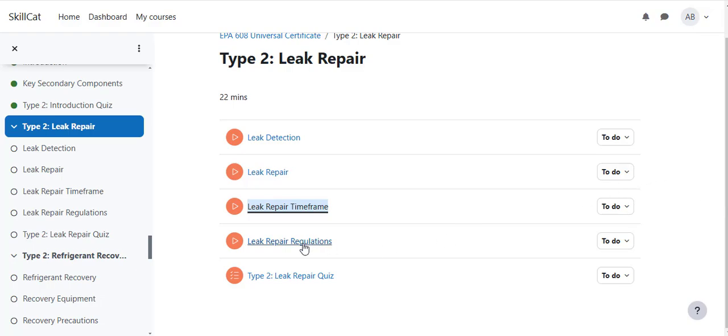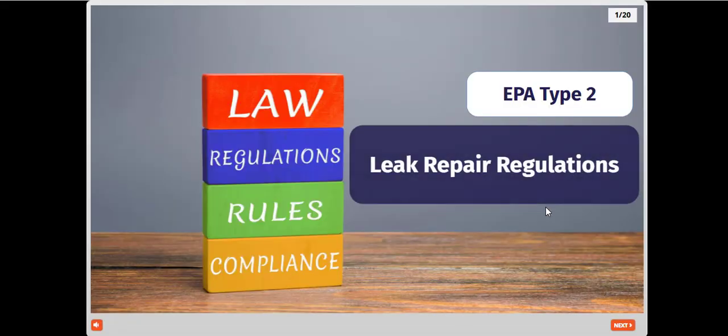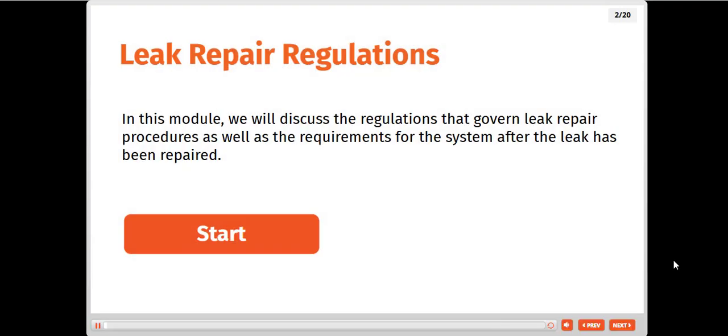Okay, let's check the leak repair regulations. This is the last module. After this, we will take the test. In this module, we will discuss the regulations that govern leak repair procedures as well as the requirements for the system after the leak has been repaired.